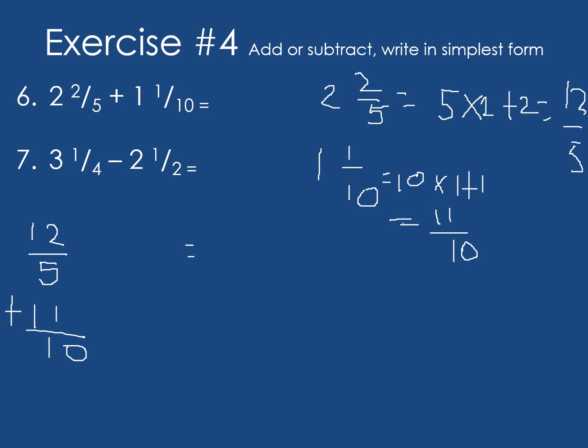Equals, okay, the same. You will get the multiples of 5 and multiples of 10. So what are 5 and 10? They are the denominators. So we'll get the multiples of 5 and 10.